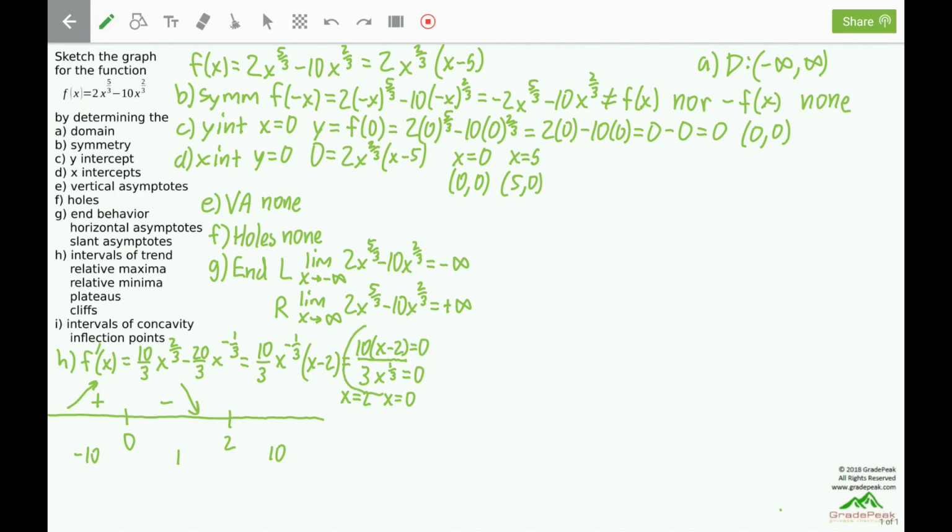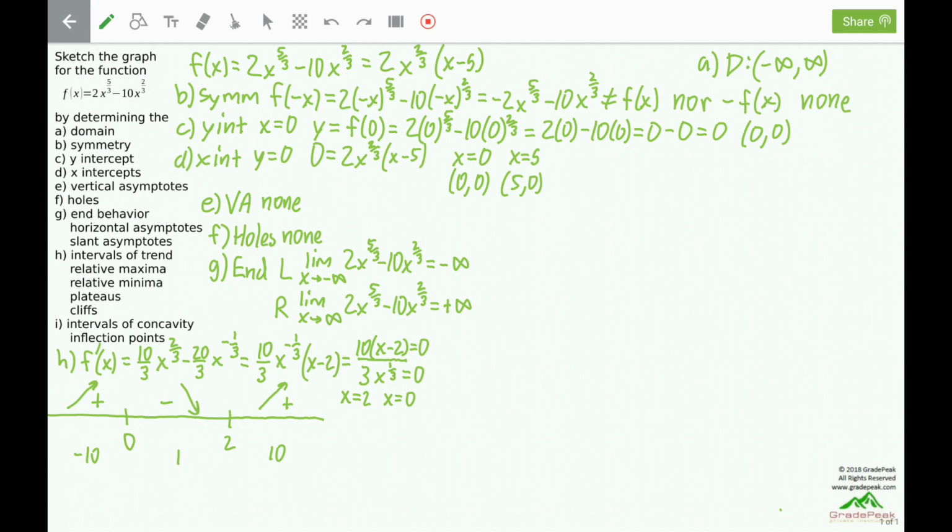Plugging the test value of 10 in to the fully factored version of the first derivative, 10 minus 2 is positive, times 10 is positive, over 10 to the 1/3, cube root of 10, which is positive, times 3 is positive. We have a positive over a positive. That is a positive first derivative, which corresponds to an increasing trend.